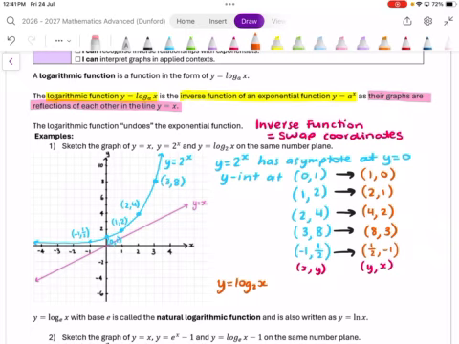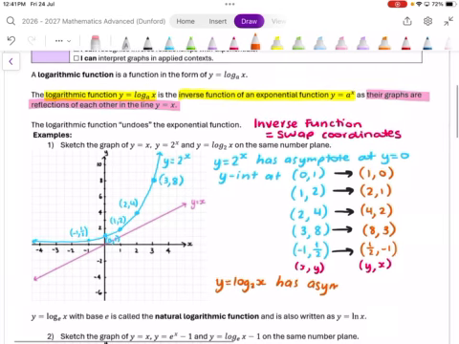These are the coordinates of our log function, and our y equals log base 2 has an asymptote at, instead of, our exponential had an asymptote at y equals 0, so our log function has an asymptote at x equals 0. Does that make sense?